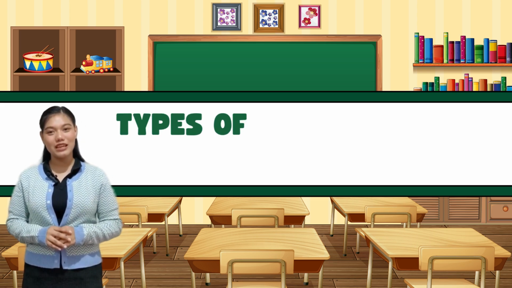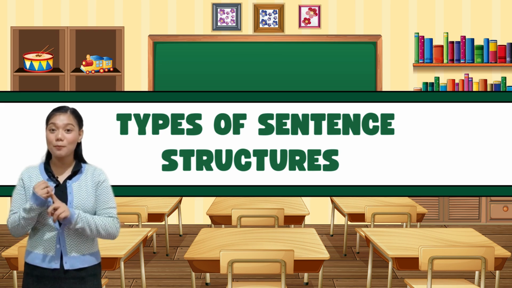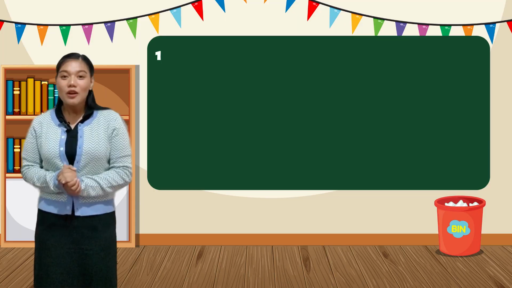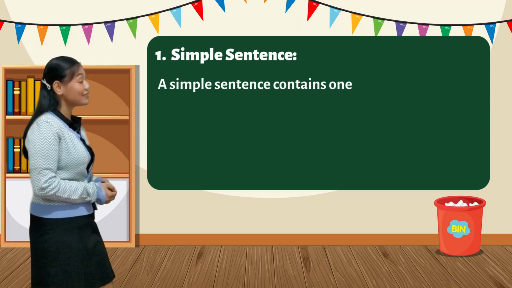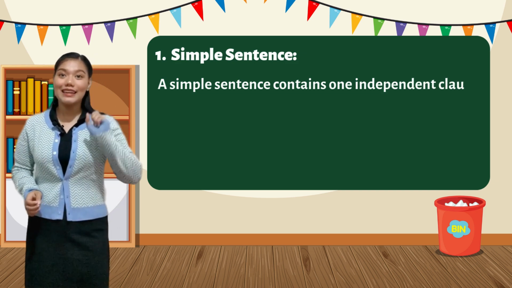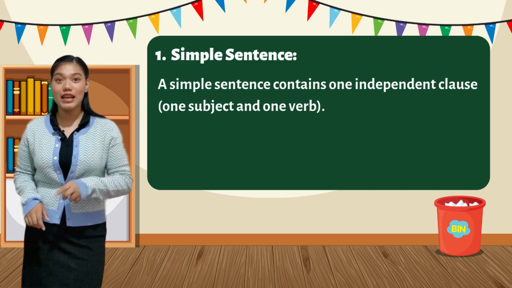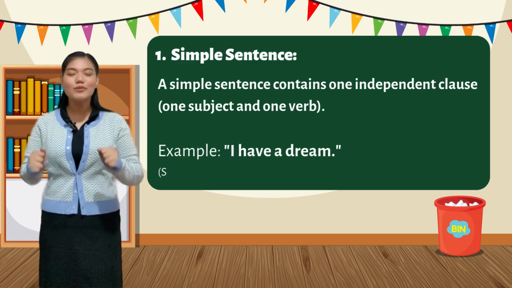We will now proceed to the four types of sentence structure, which are simple, compound, complex, and compound complex. First, we have the simple sentence. So a simple sentence consists of one independent clause, which means one subject and one verb. For example, I have a dream.